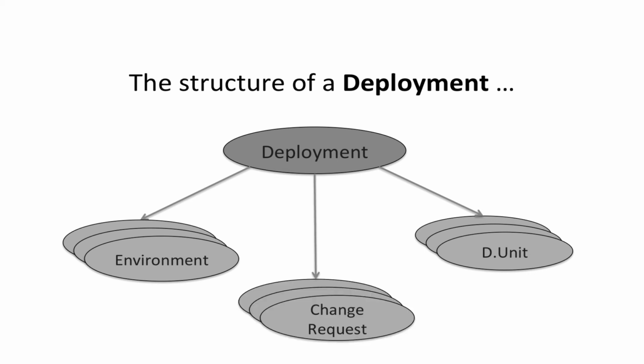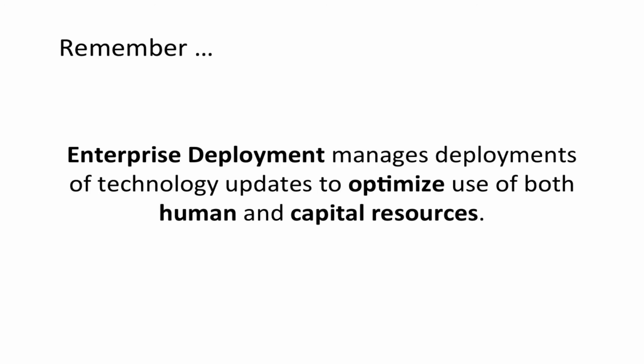A deployment will also have a relationship to multiple change requests. Every move, once development and development test is done, requires a change to move into a change-controlled pre-production environment. So remember, an enterprise deployment manages deployments of technology updates to optimize the use of both human and capital resources. It sits between development and production.